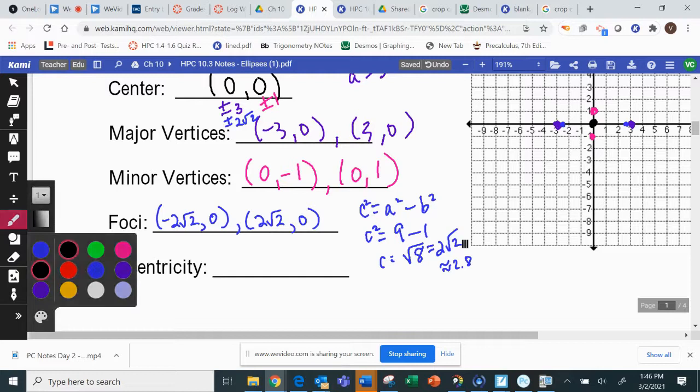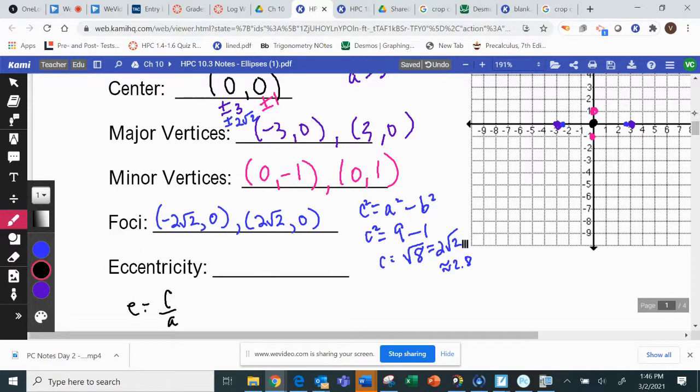The eccentricity, we do C over A. So my C value is 2 radical 2. And my A is 3. There's no reason to reduce. I mean, you can't reduce that.